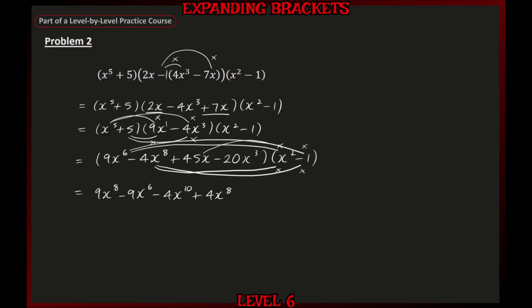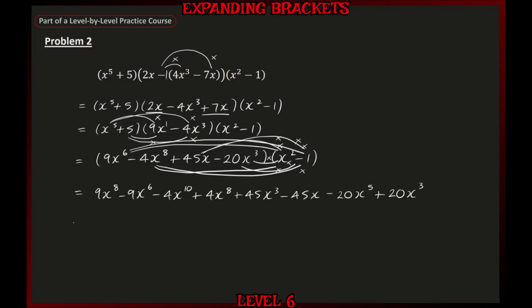Next, we have 45x multiplied by x squared, which is plus 45x cubed. 45x multiplied by minus 1 is minus 45x. And finally, moving on to the minus 20x cubed. Minus 20x cubed multiplied by x squared is minus 20x to the power of 5. And finally, minus 20x cubed multiplied by minus 1 is plus 20x cubed.